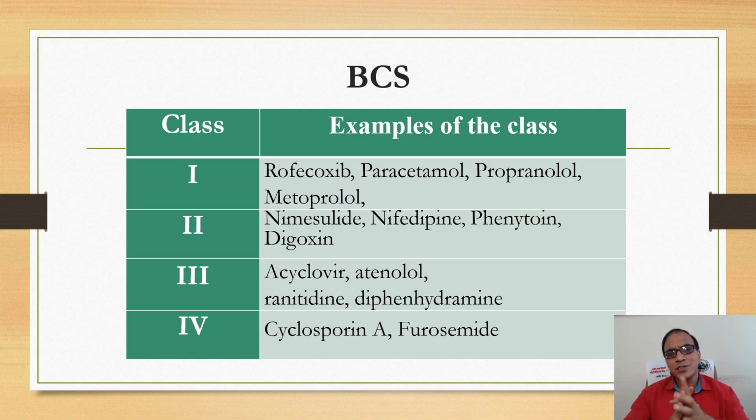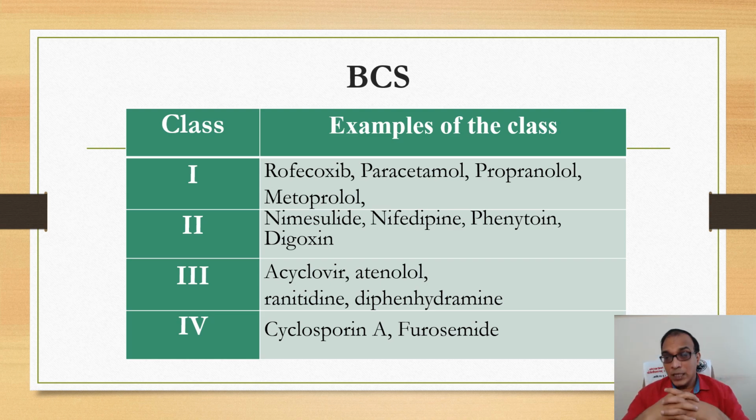So let me give you some examples of these BCS classes. For example, in class 1: rofecoxib, paracetamol, propranolol, metoprolol. In class 2: nimesulide, nifedipine, phenytoin, digoxin. In class 3: acyclovir, atenolol, ranitidine, diphenhydramine. And in class 4: cyclosporin A, furosemide and amphotericin B.